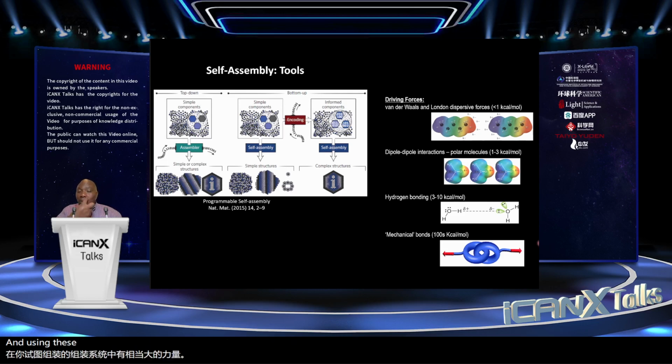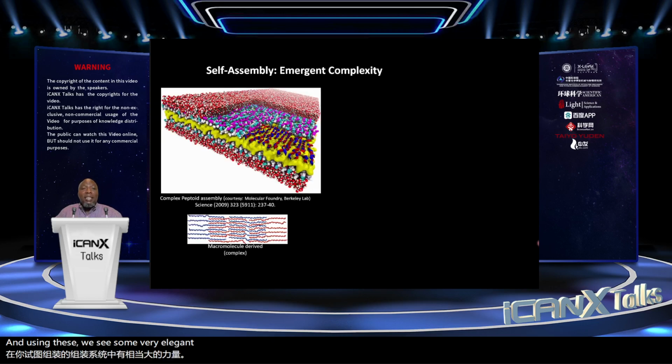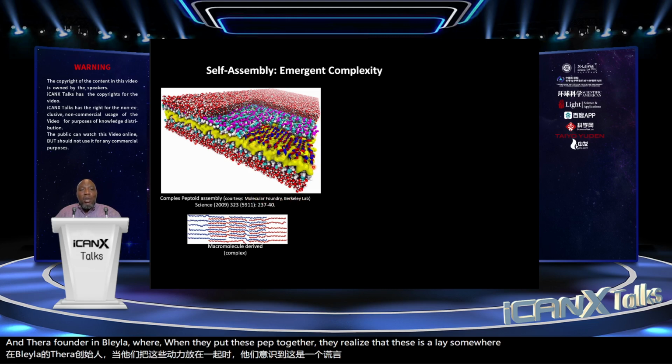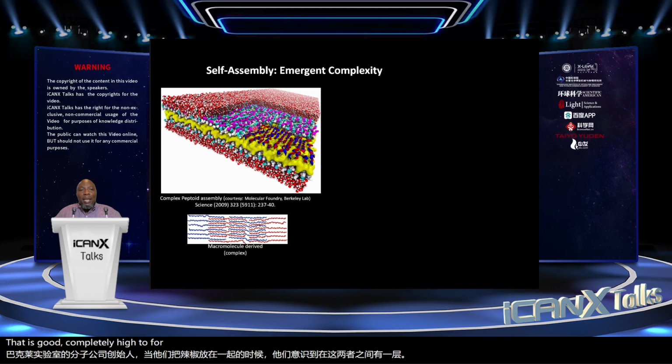And using this, we see some very elegant assemblies, and this idea of emergence, this idea of putting things together, and then they energy minimize to give you surprising complexity, as is shown here in this simulation of a complex peptide assembly from the Molecular Foundry in Berkeley Lab, where when they put this peptide together, they realized that there is a layer somewhere in between here that is completely hydrophobic. And of course, on top of that, you see the charged species all coming towards that side. And this is coming from macromolecular self-assembly.